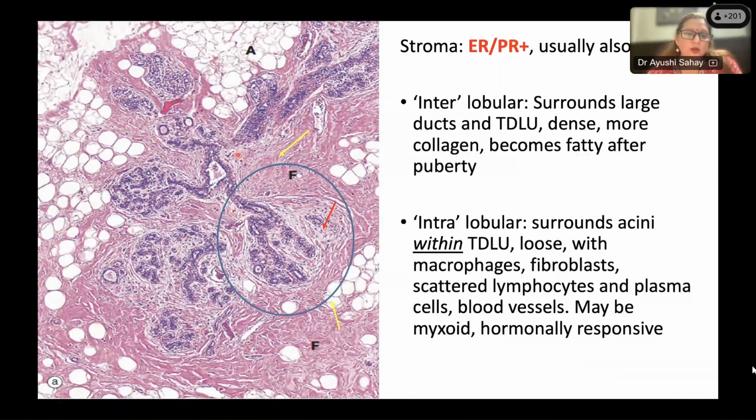One is the interlobular stroma. Now, this is one lobule, this is another lobule, and in between is the stroma, but it is still within the TDLU unit. This stroma, and the stroma that is just surrounding the acini within the TDLU, is loose with macrophages, fibroblasts, and inflammatory cells. This loose myxoid stroma is the intralobular stroma, and this is also hormonally responsive.